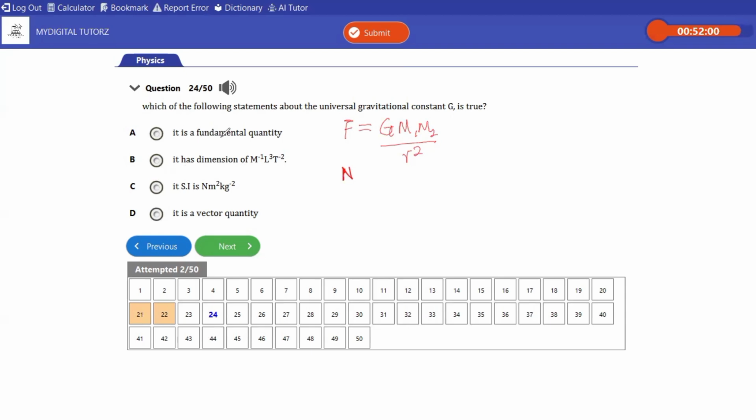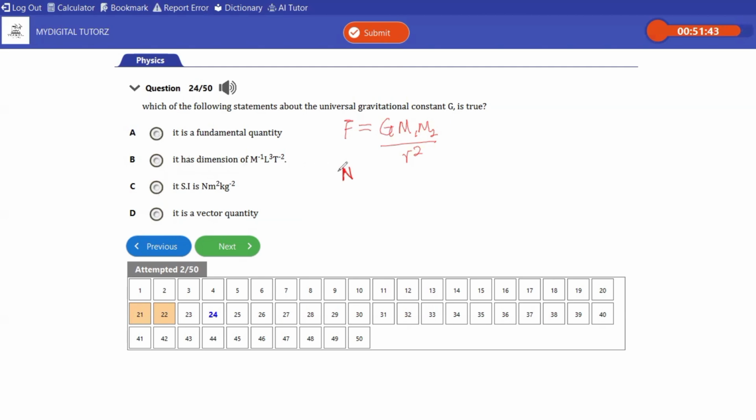Seven fundamental quantities. So the gravitational constant is a derived quantity. I know it can be A, it is a vector quantity. It can be B as well. So it is between here and here. I want to know what the unit and the dimension are.